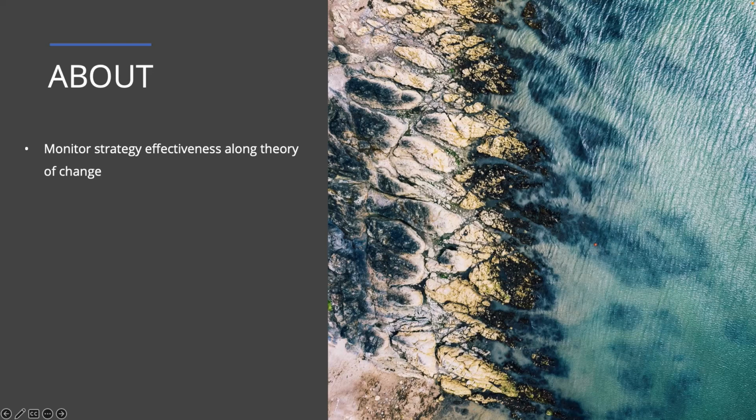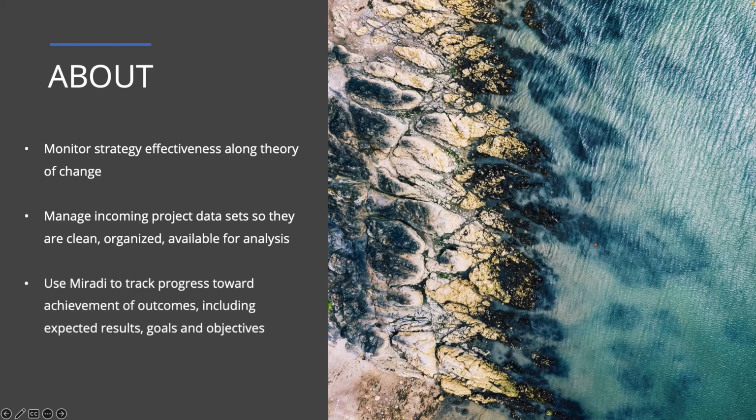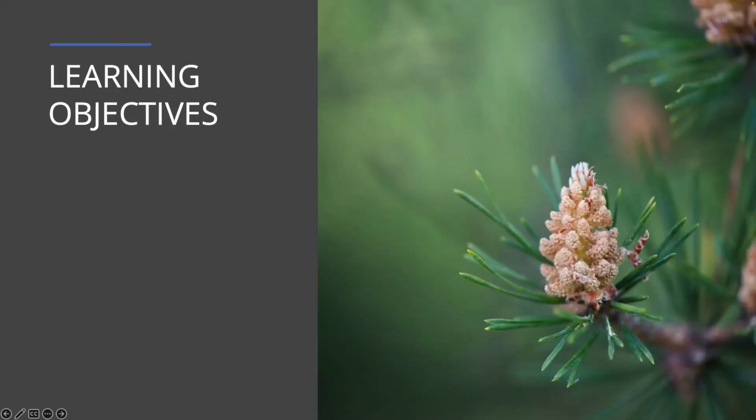This will help you determine if your system is behaving as envisioned in your theory of change, and why or why not. This process involves managing project data as they come in so that they are clean, organized, and available for regular analysis. And this module also provides guidance for completing these steps and an introduction to the latest functions in Marathi for tracking project outcomes.